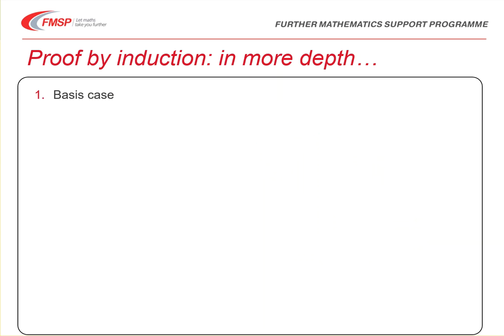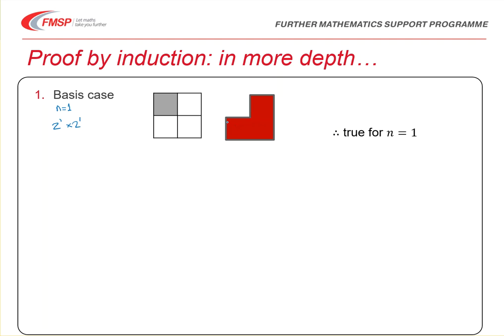We begin the proof, as usual, with the basis case, and in this case we take n equal to 1. So here's our 2 to the 1 by 2 to the 1 grid, and it's clear to see with one square removed we can tile the rest of the grid with one tromino, leaving no spare spaces and no overlaps. So we've proved that the basis case is true.